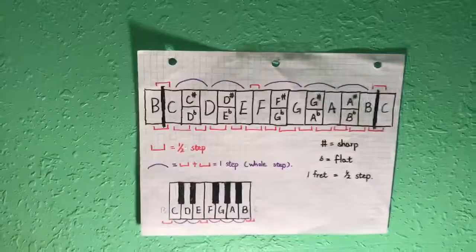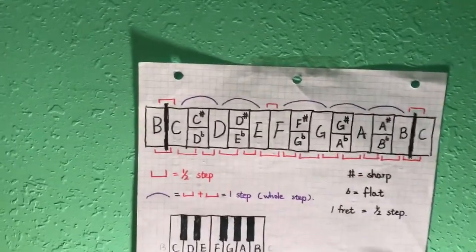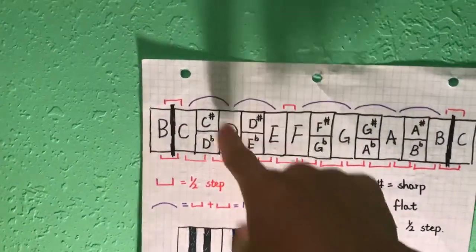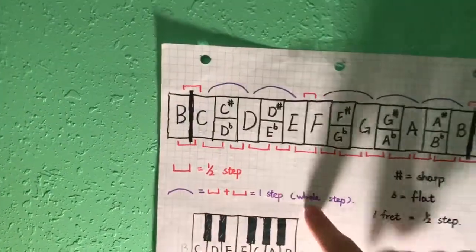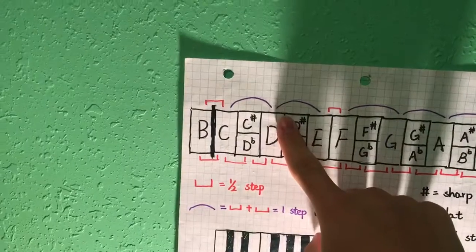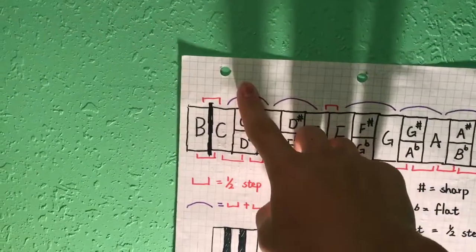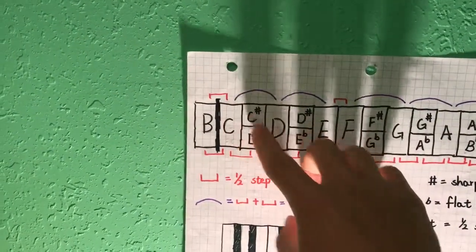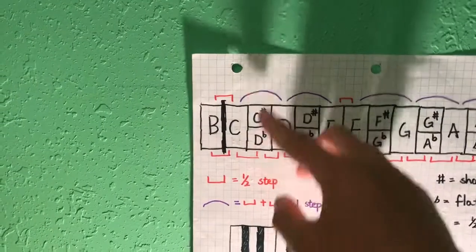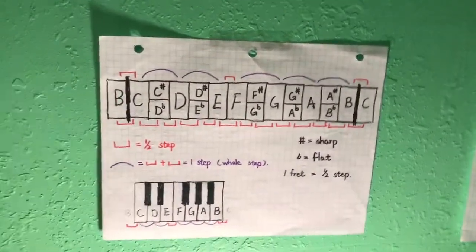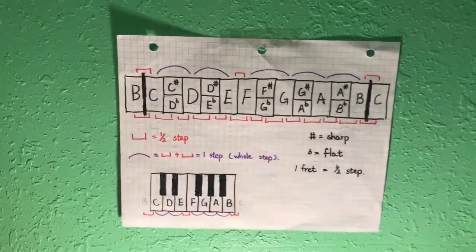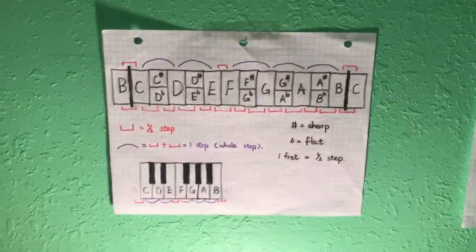You might wonder why they are the same thing. It's only because C and D are one whole step away from each other, like this purple curve, see? So this is a half step, and this is a half step. So they are the same thing. Okay, we can talk about it later if you still do not understand. Let's move on.